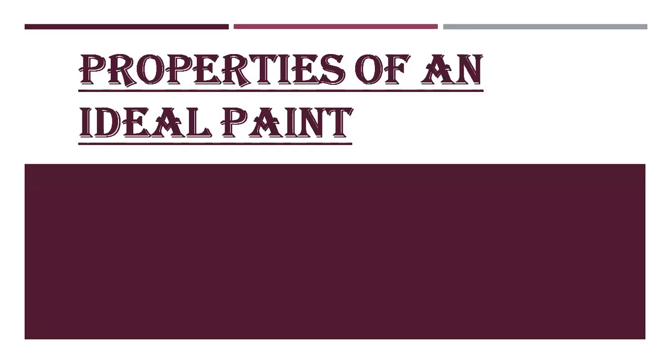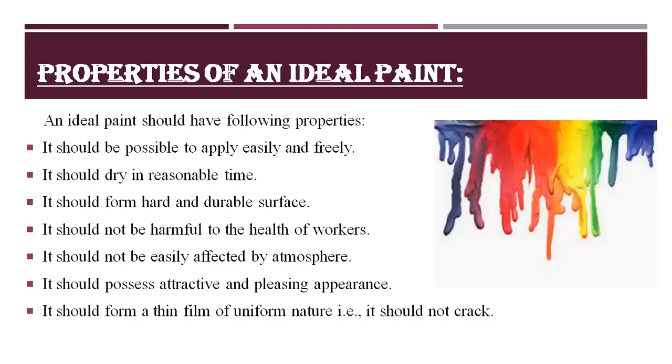Next, I will discuss properties of an ideal paint. There are some properties of an ideal paint. It should be possible to apply easily and freely. It should dry in reasonable time. It should form hard and durable surface. It should not be harmful to the health of workers.